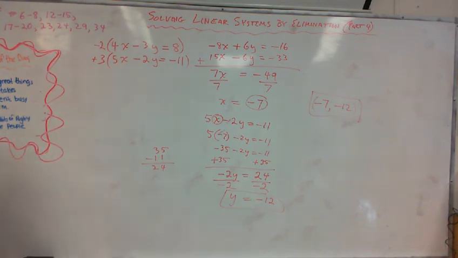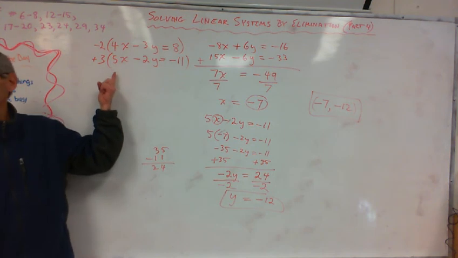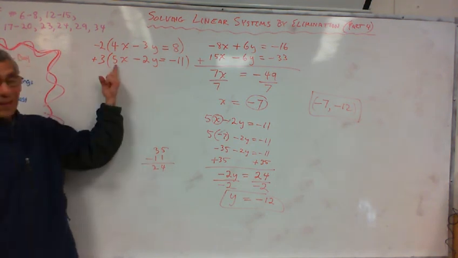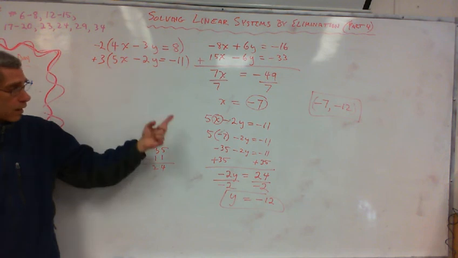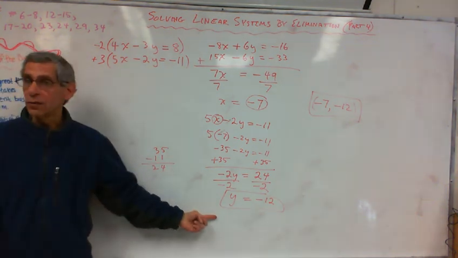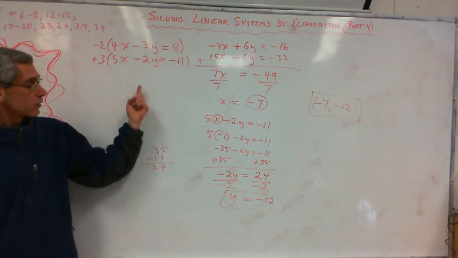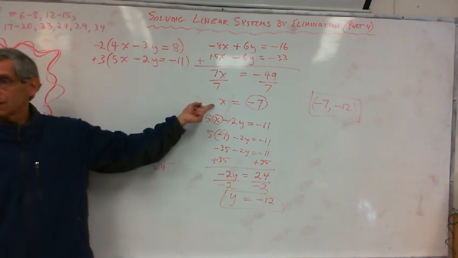So again, I could have done it. I could have eliminated my x's instead. I would have gotten the same thing. But if I had eliminated my x's, I would have solved for y first, and then I would have plugged this into one of these equations, and I would have gotten this last. Does that make sense?